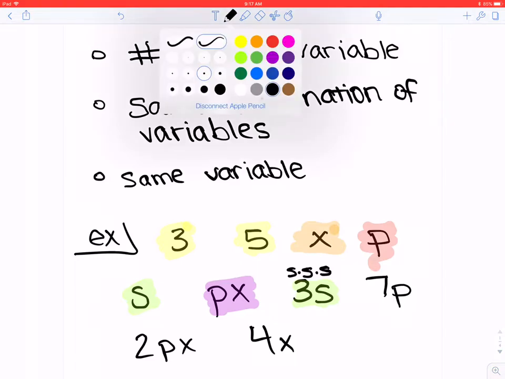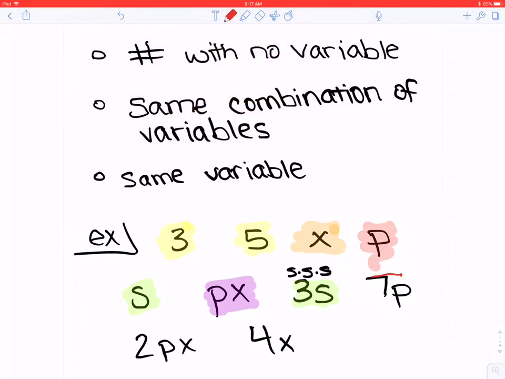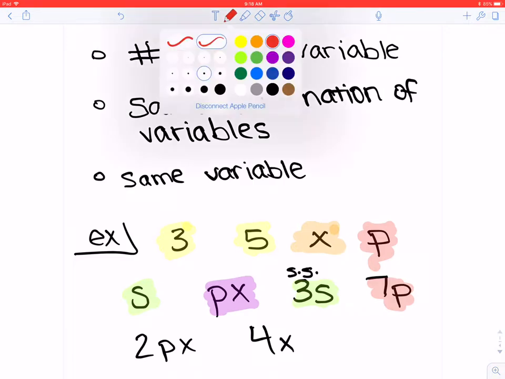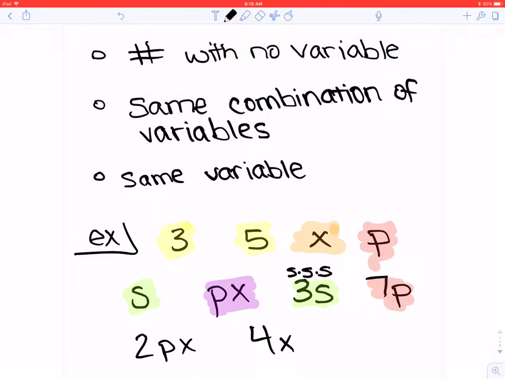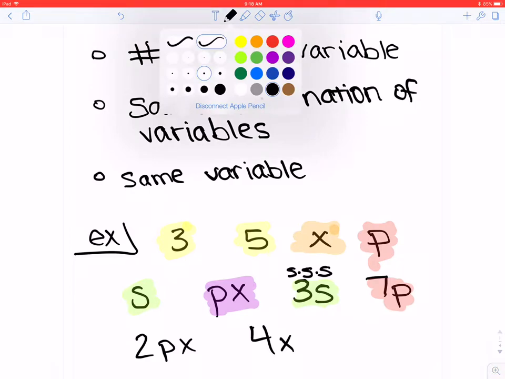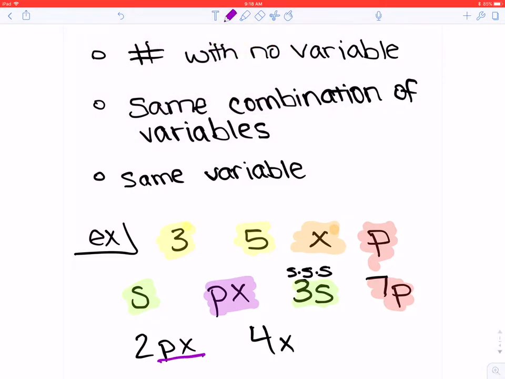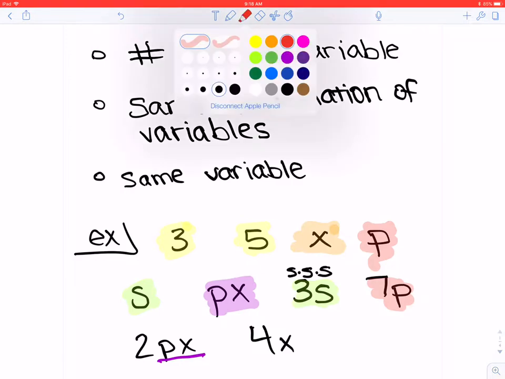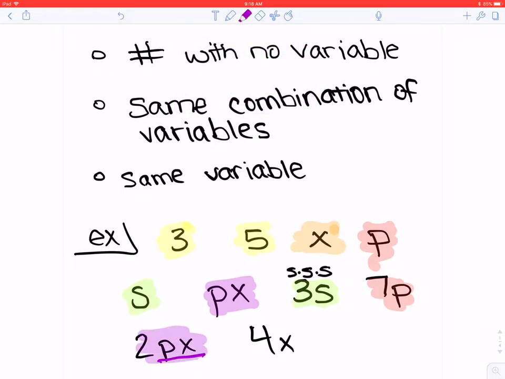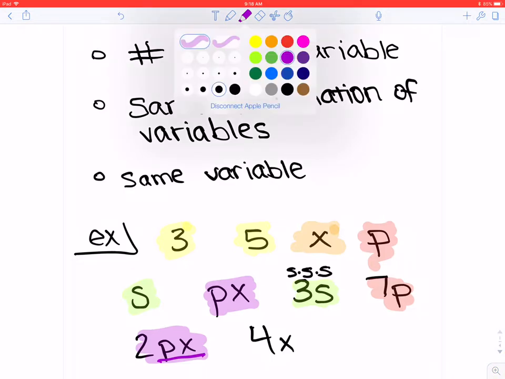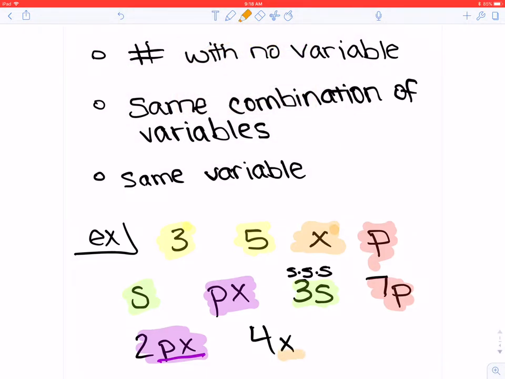Our P is the same as 7P. Our PX is the same as 2PX. See how they're identical? They're exactly the same. So those are like terms. Our 4x is the same as our x. They both just have x for their variable. So those are our like terms.